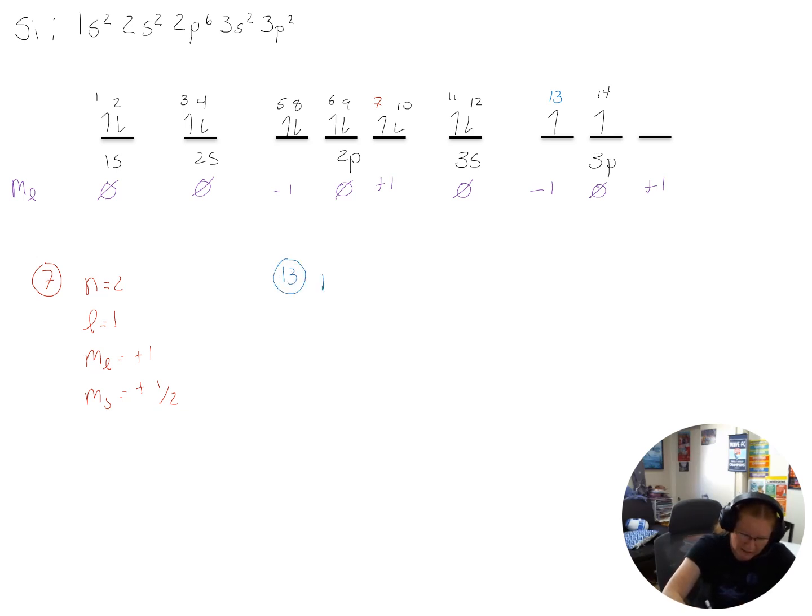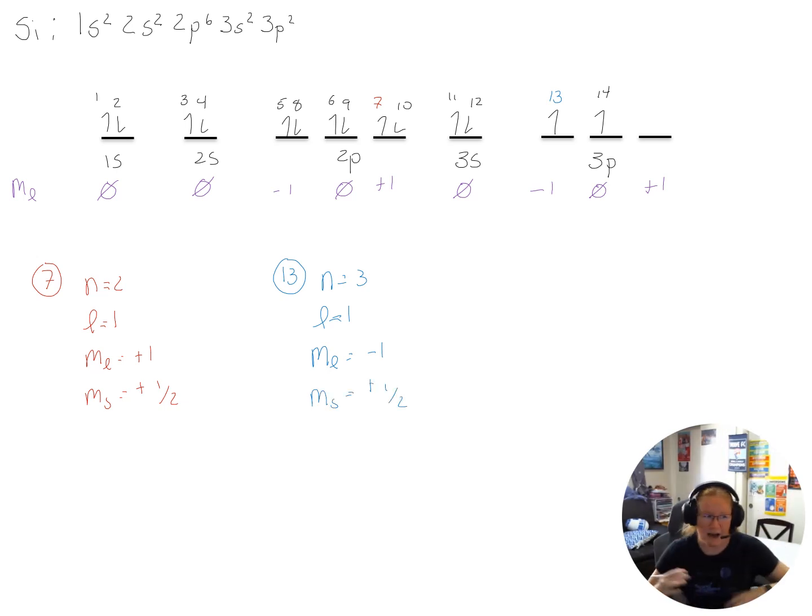And then to finish off 13, you should get n equals 3, L equals 1, m sub L equals -1, and m sub S equals positive 1/2. So this is how we're able to tie in our electron configurations and all of our quantum numbers.